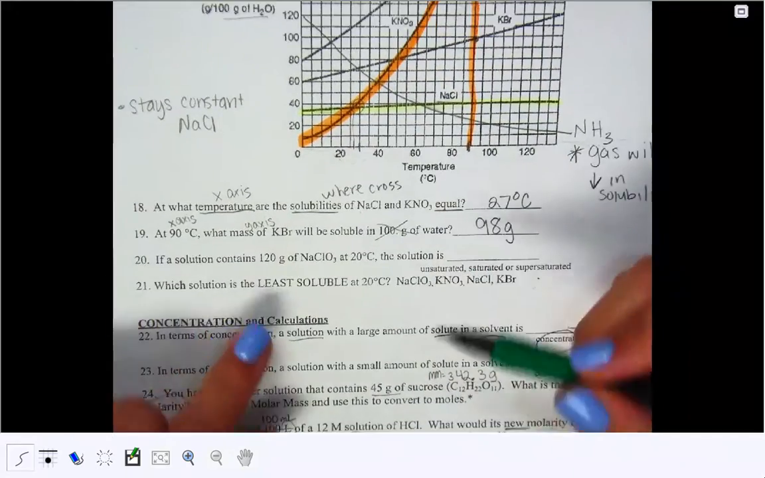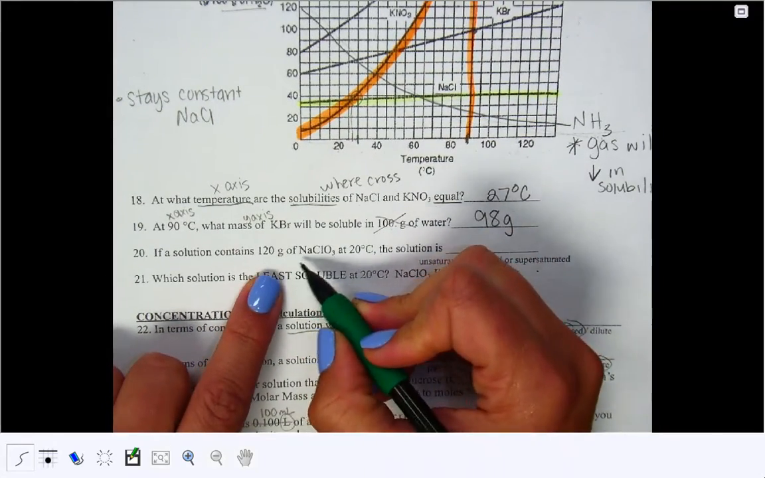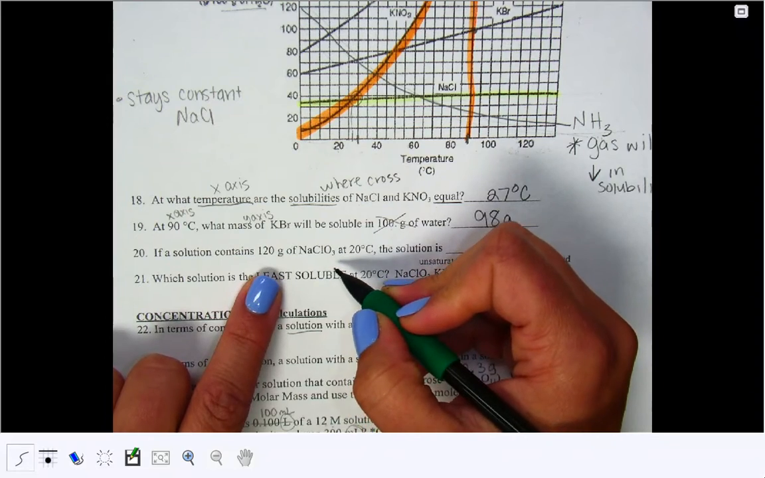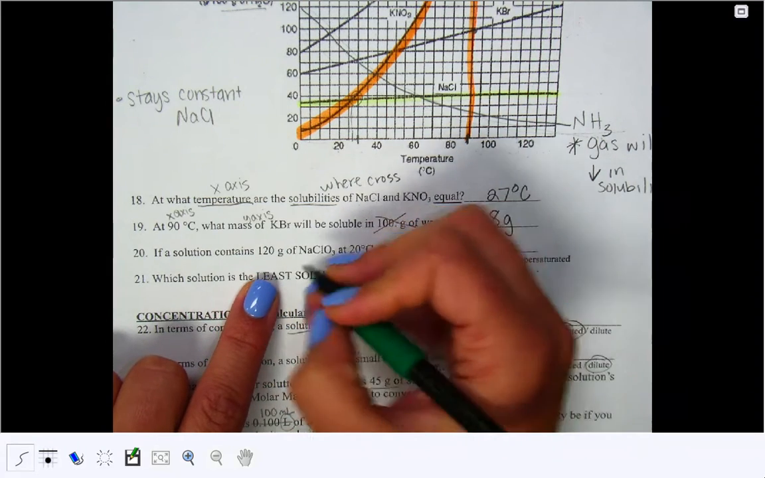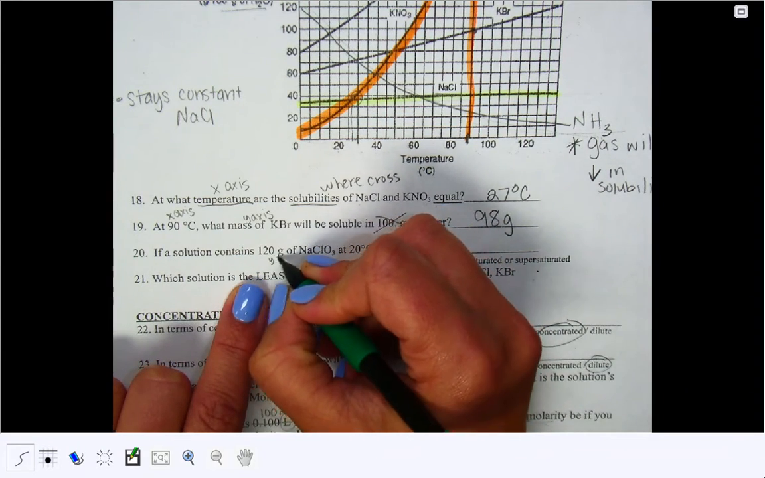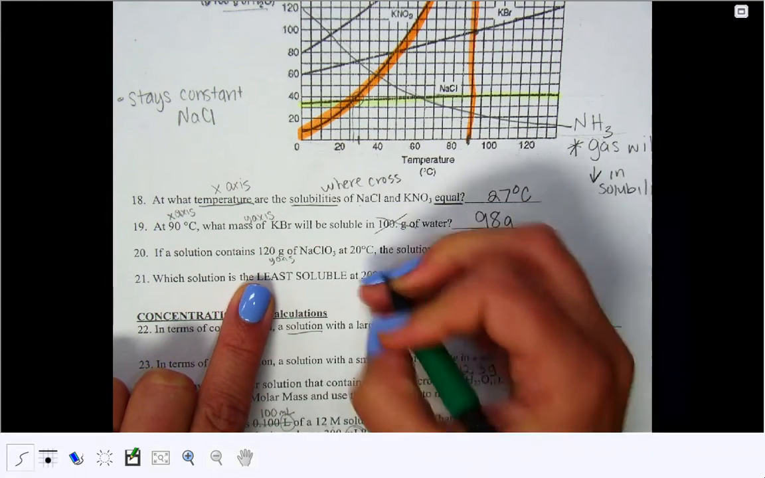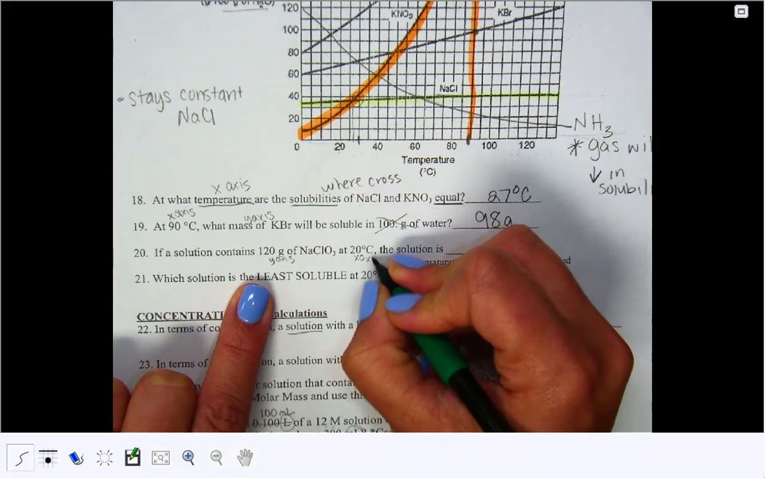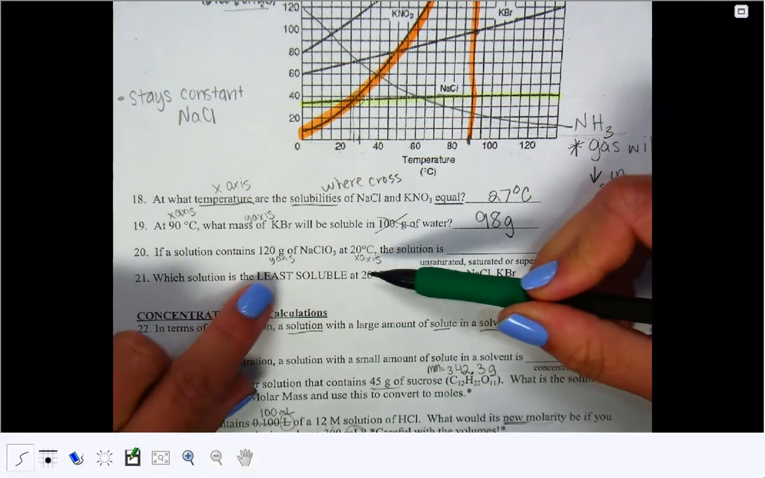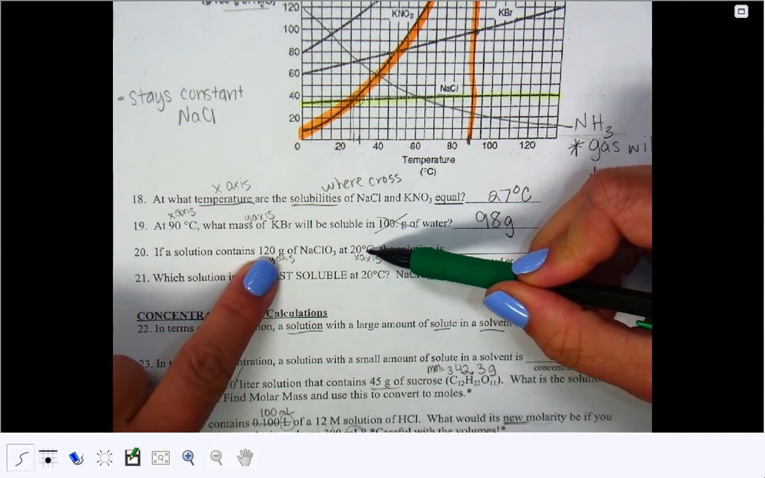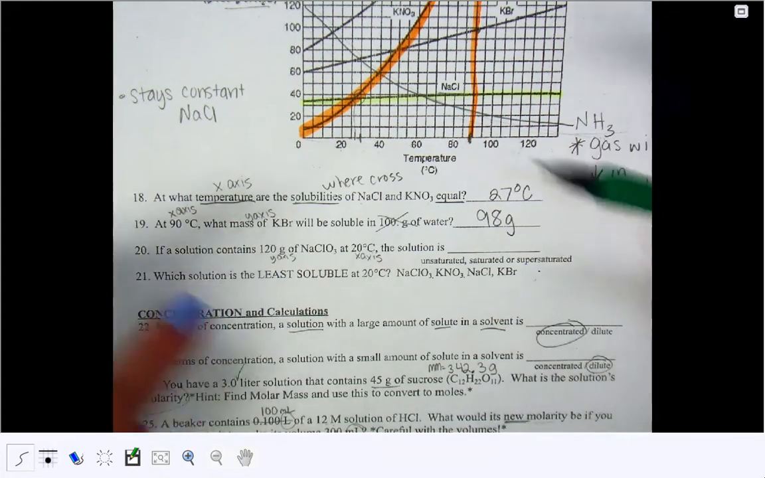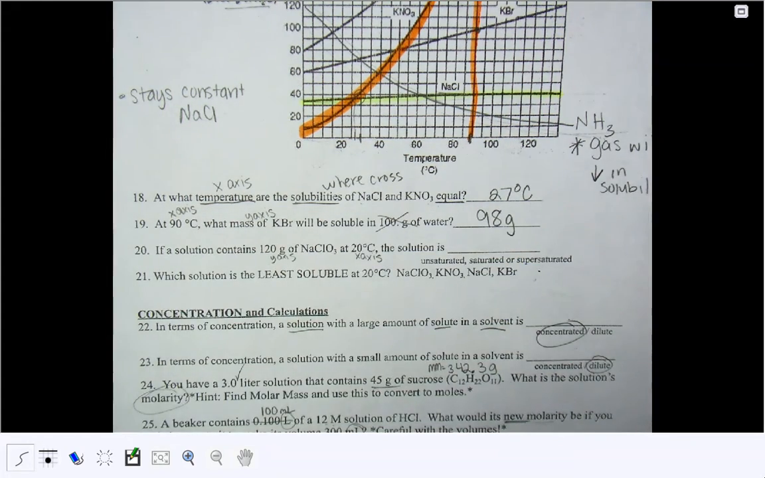Number 20 says, if a solution contains 120 grams of sodium chlorate, so this is our y-axis, we're going to read up the side, at 20 degrees Celsius, that's my x-axis. When I give you two numbers, I would definitely just find the point, make a mark, and then figure out where your graph is, okay?